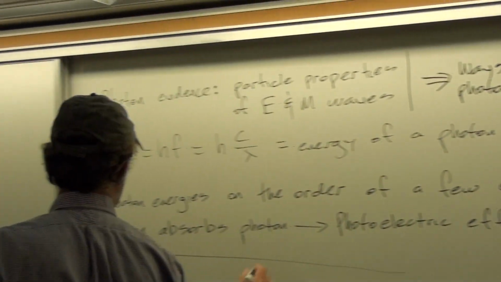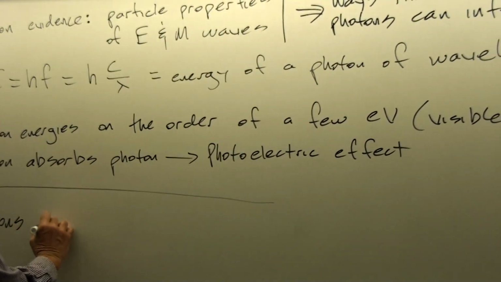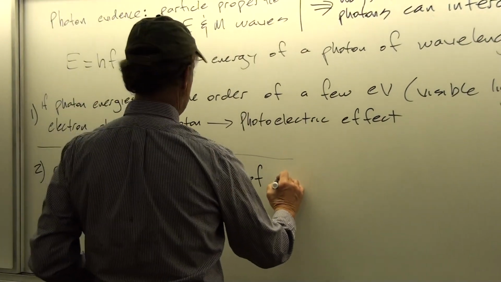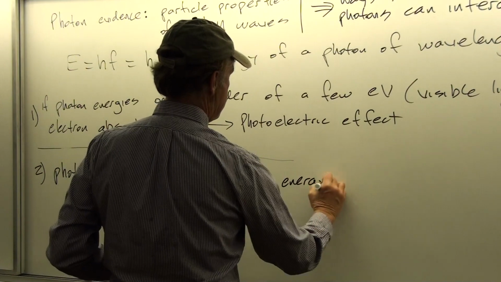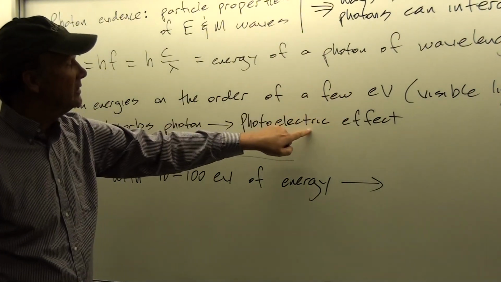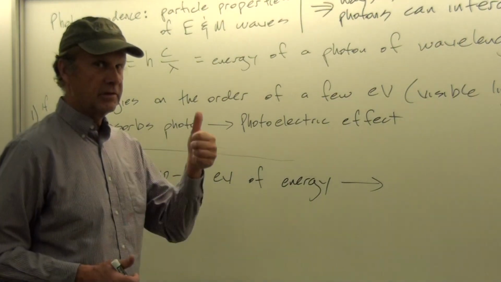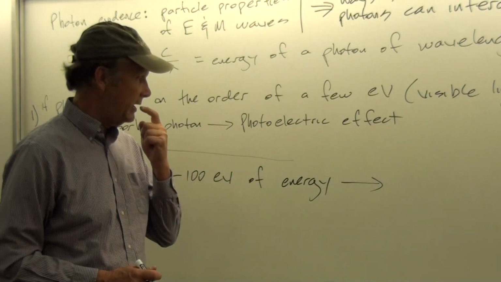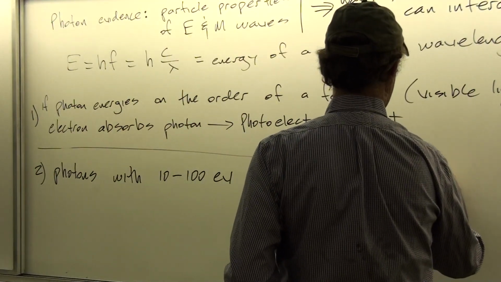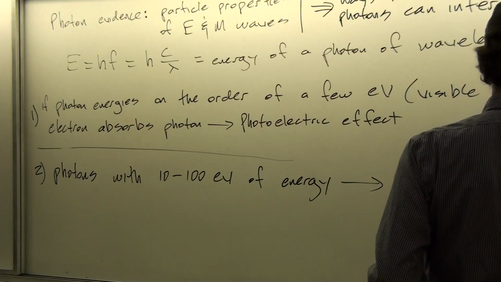But what if the photon had, say, 10 or 100 times that energy? So if we had photons with 10, say, to 100 eV of kinetic energy, or of total energy, if the photons have much more than just a few eV, which was the case for the photoelectric effect, then we're talking about very high ultraviolet photons here, ones that are much higher in frequency and much shorter in wavelength. And so at this point, the electron can no longer absorb the photon. It's too big of a mouthful.